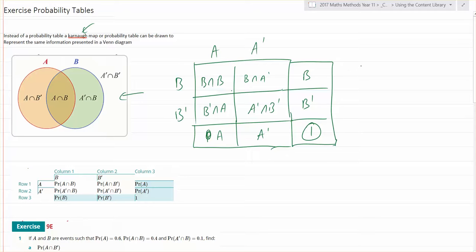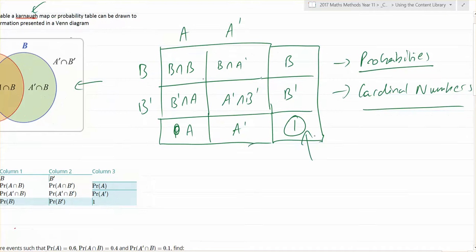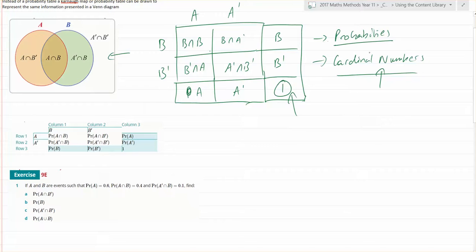Now, these tables can either be probabilities, so decimal values, or they could be cardinal numbers. You'll notice that in some of the problems, they're either asking for probabilities or for cardinal numbers, so you've got to determine which one is given. Just know that the total might not be 1. It could be the total of whatever sample you've taken. Another way of saying this is it could be the count of whatever the experiment is.